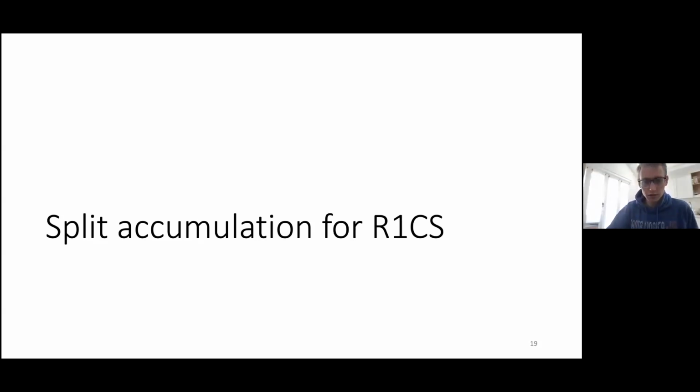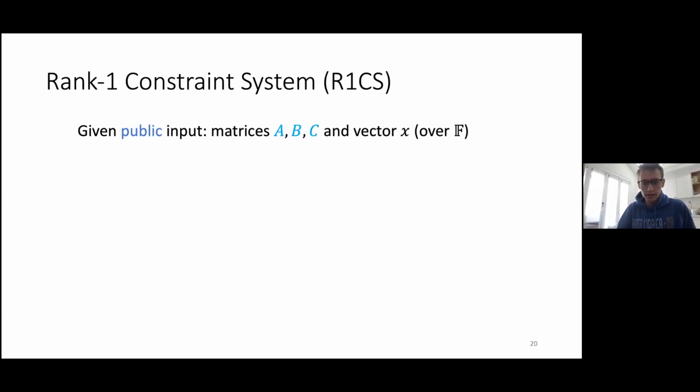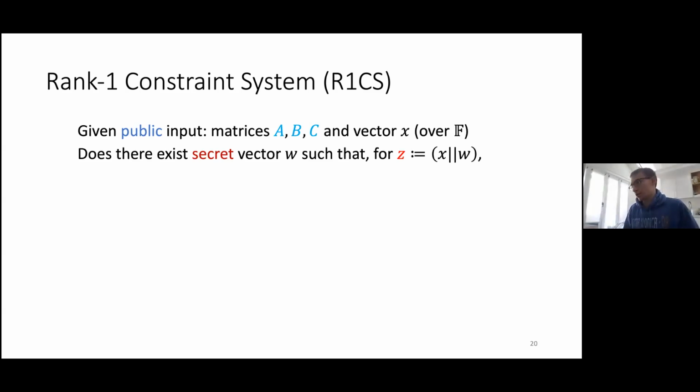So what we'll do is we'll design the split accumulation scheme for R1CS. So to recall, what is R1CS, or rank 1 constraint systems? What we have is 3 different matrices, A, B, and C, and a vector X over a field. And this defines an instance, or ABC defines the circuit, and X defines the public input to the circuit. And this is probably the most common language that is used to describe arithmetic circuits, both in theory and also in a lot of practical implementations. They use exactly this R1CS.